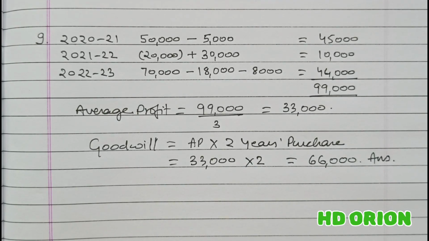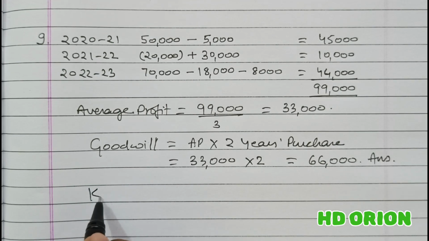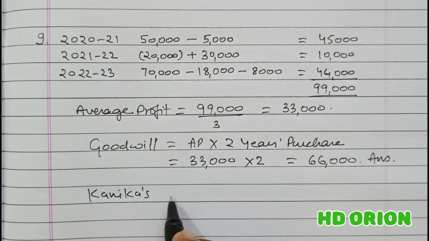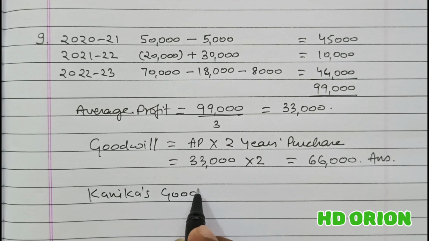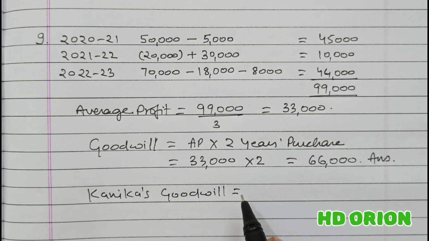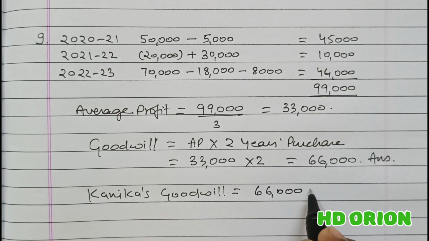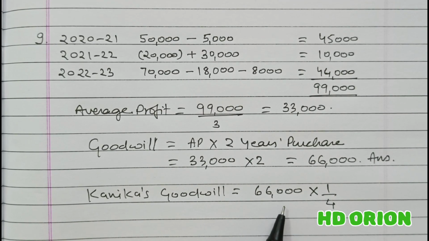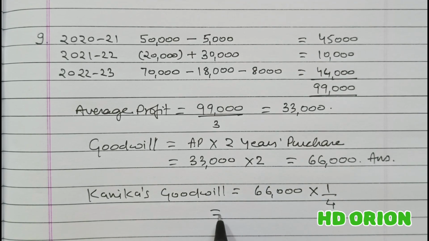And new partner Kanika is joining. So Kanika's goodwill: 66,000 is the firm's goodwill, and Kanika is supposed to bring her portion of goodwill, which is 1/4. Because Kanika is getting a 1/4 share in the profit, her responsibility is to bring a 1/4 portion in the goodwill, which is equal to rupees 16,500. That's the answer.